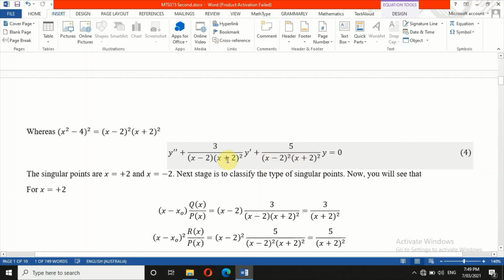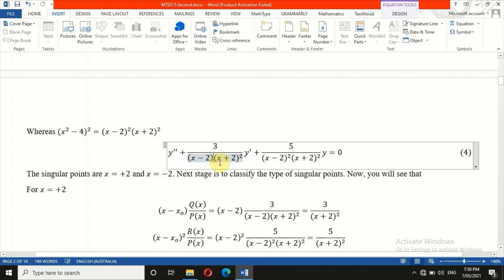This p of x, you change it. So by the time you change it, now look at this, it's very simple. From here you can see now that when you set x equals to plus 2, this one here will give you 0. This one will give 0. Then you have 3 over 0, that will be 0. This one too will give you 0. Then in that case, we can say that plus 2 is a singular point.